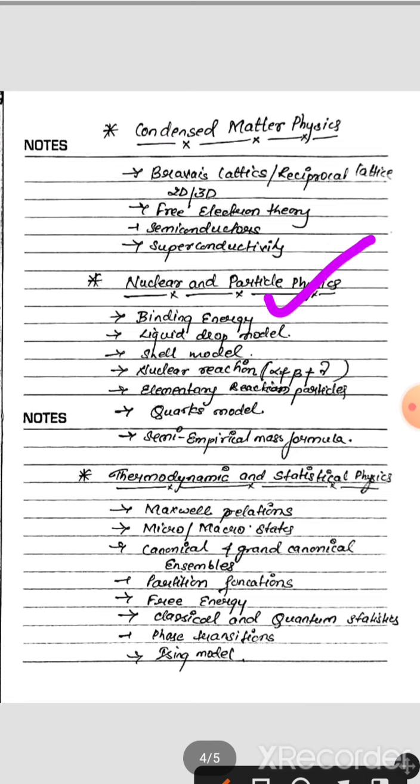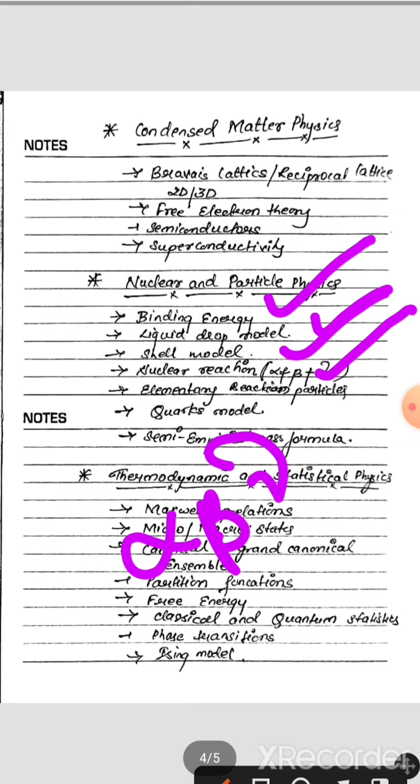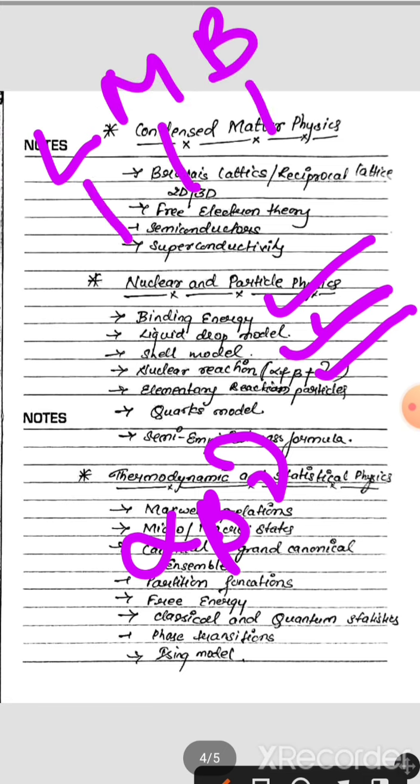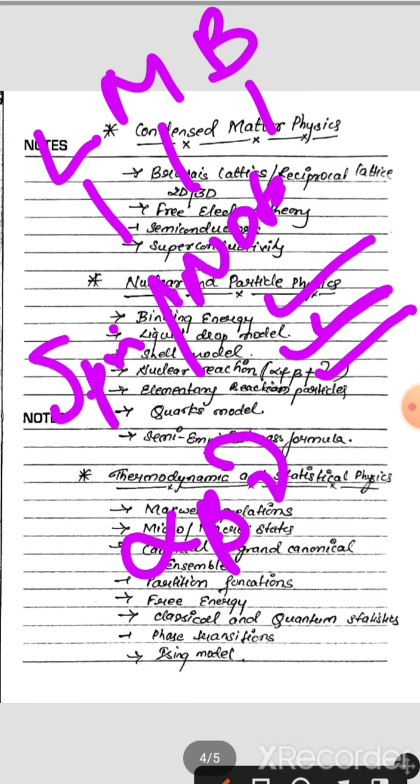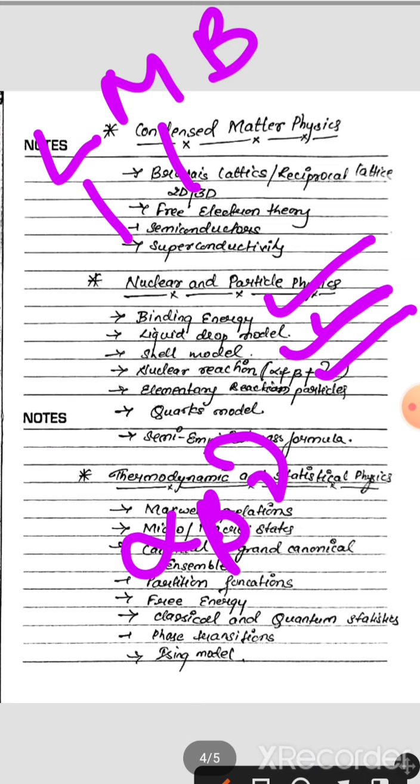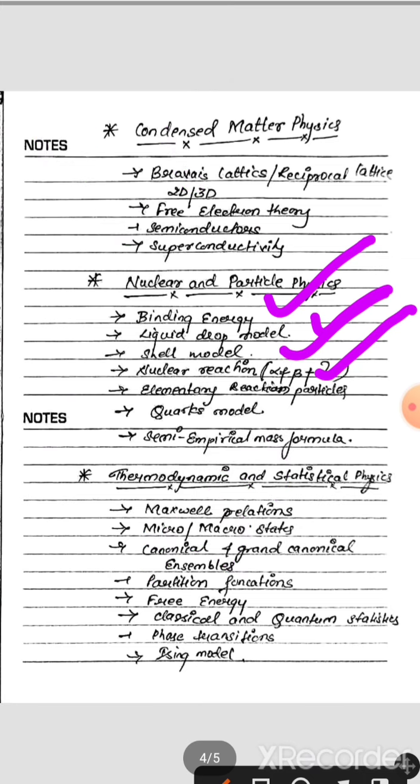That formula, how to get the binding energy, liquid drop model, shell model, nuclear reactions for alpha, beta, and gamma, and find the elementary particles like leptons, mesons, baryons. What are those particles, and how do those particles have their spin, their notation, and how can you know whether the reaction is conserved or not. These are the things you should cover in elementary particles.